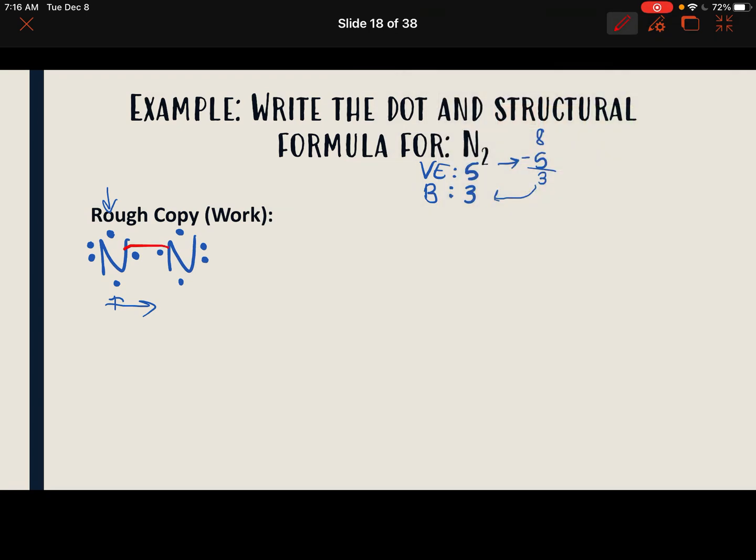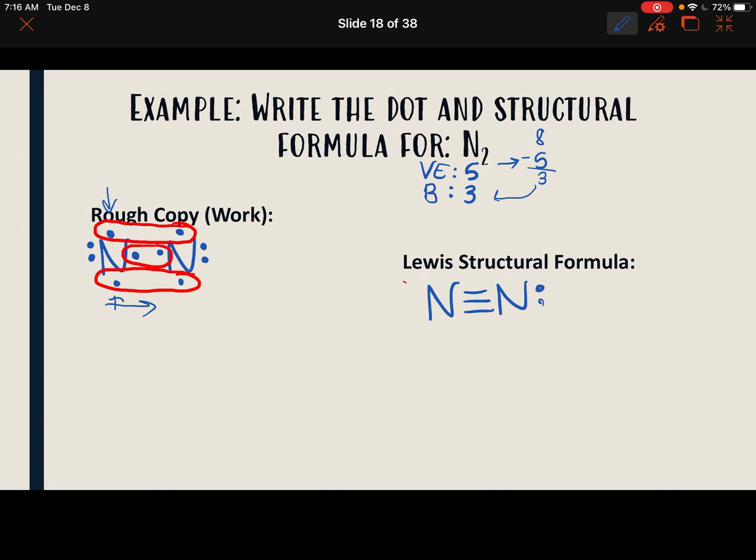Okay, so we see a bond is going to be formed here. And then we see that a bond is going to be formed here. But notice both nitrogens have not had 3 bonds. They both had 2, so we're actually going to form a 3rd bond here. And so nitrogens are forming 3 bonds between themselves. And so we're going to put 3 lines between the 2 nitrogens because they needed to form 3 bonds each.